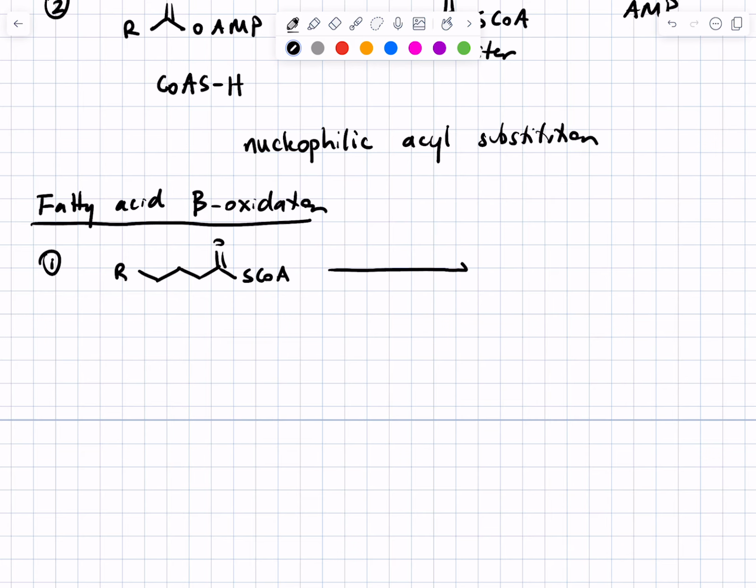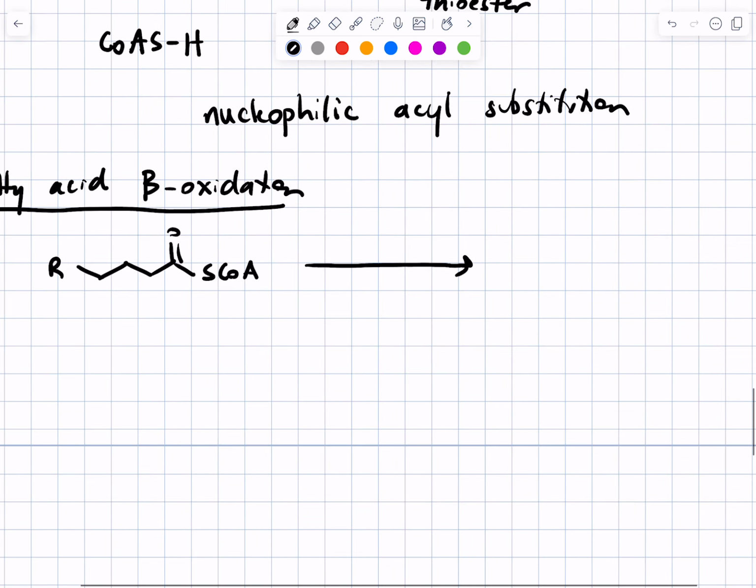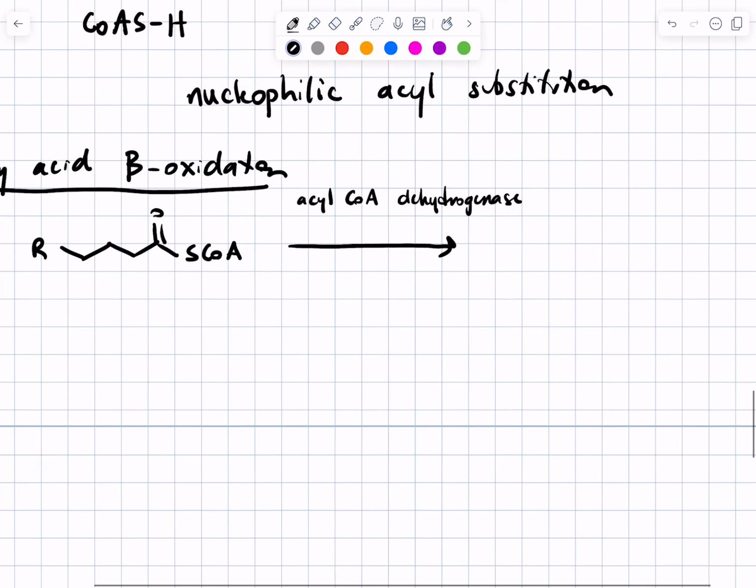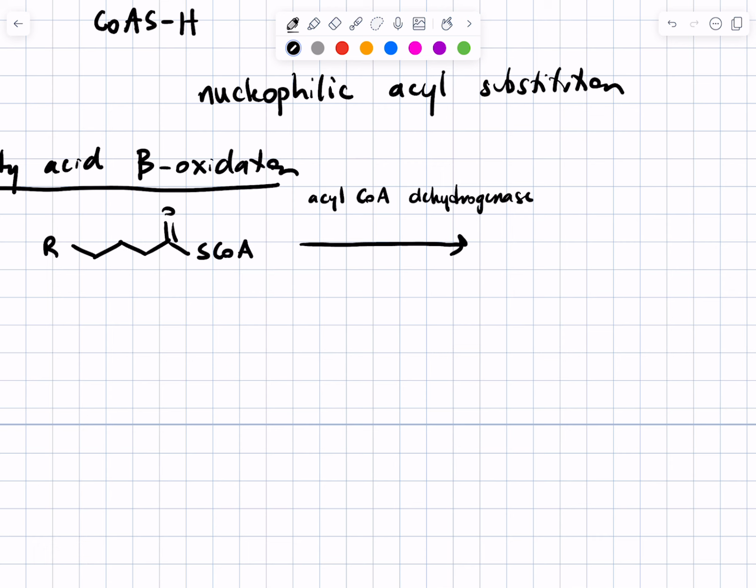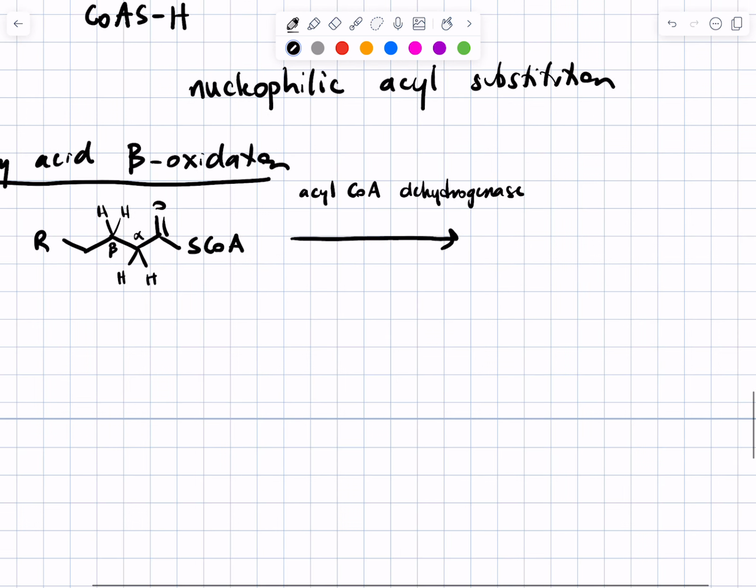The first step is an oxidation step. The enzyme that catalyzes it is called acyl-CoA dehydrogenase. So that tells you this is a redox step. The product is going to be one in which we now have a double bond between the alpha and the beta carbons. So before, in the fatty acid, notice that the bond between the alpha and the beta carbons is a sigma bond, and both of those carbons are fully saturated with hydrogens.